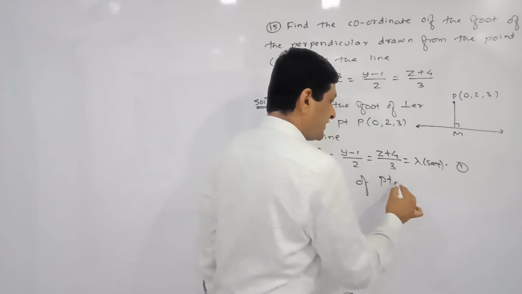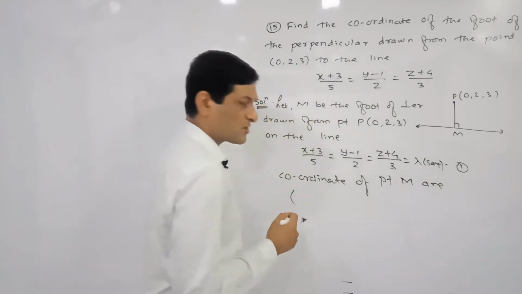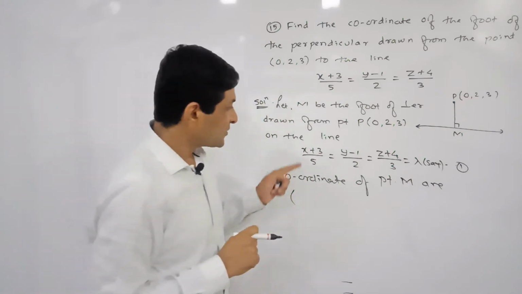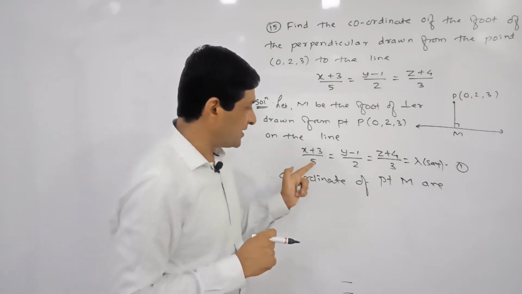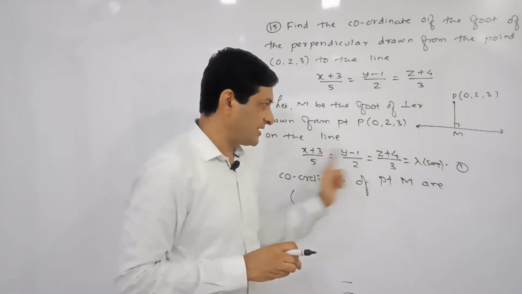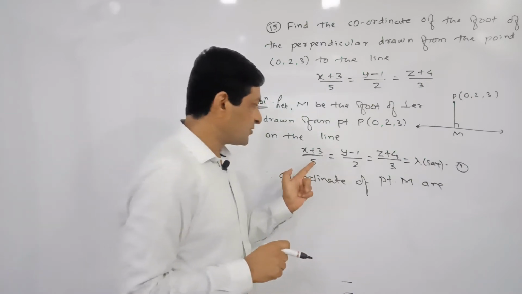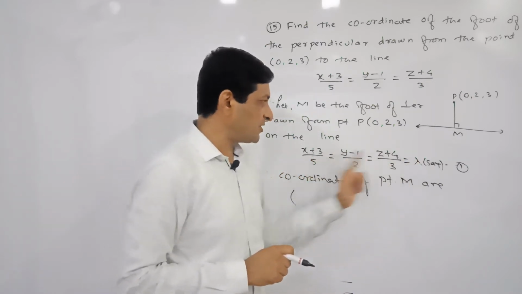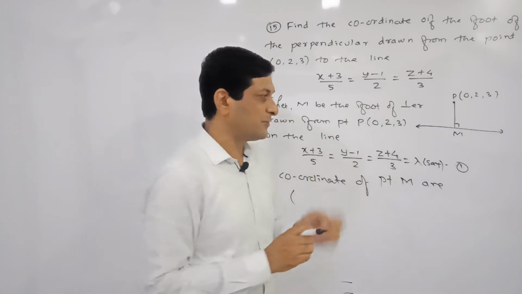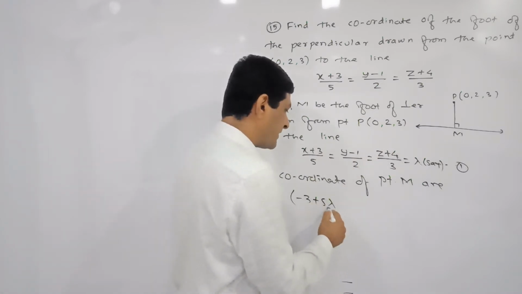So from this equation let us first find the x coordinate. Considering that this term and lambda are equal, 5 gets multiplied on this side, meaning 5 lambda, and plus 3 on this side becomes minus 3. So x equals minus 3 plus 5 lambda.